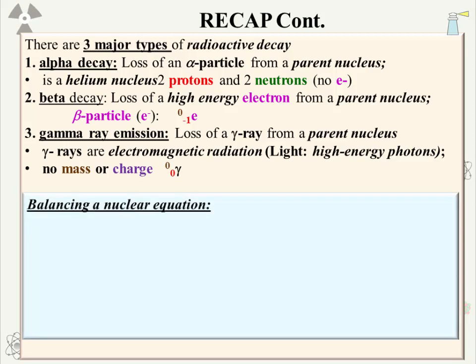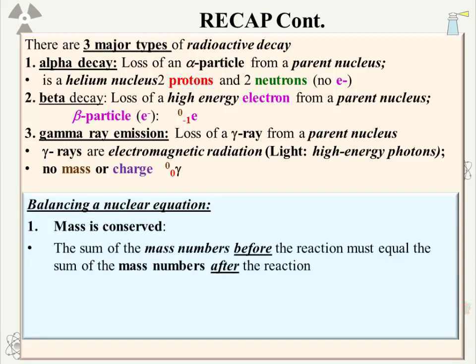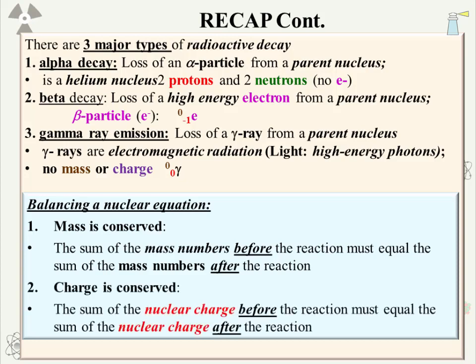In balancing nuclear equations, be sure that mass is conserved. The sum of the mass numbers before the reaction must equal the sum of the mass numbers after the reaction. Charge is also conserved. The sum of the nuclear charge before the reaction must equal the sum of the nuclear charge after the reaction. Include the charges of any particles emitted from the nuclei.